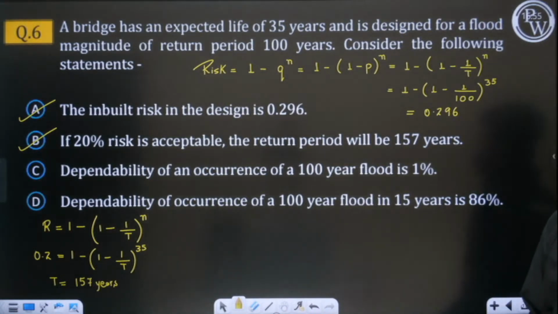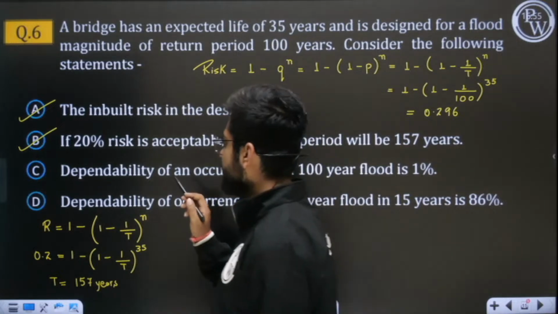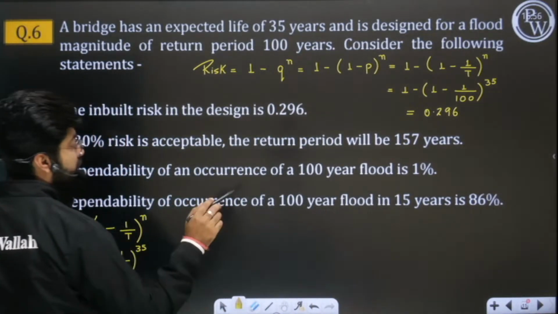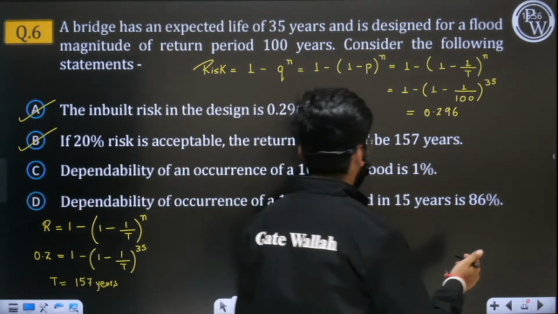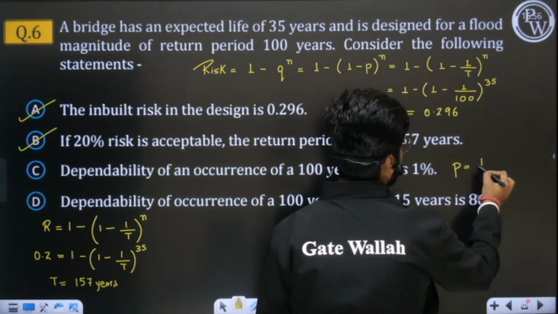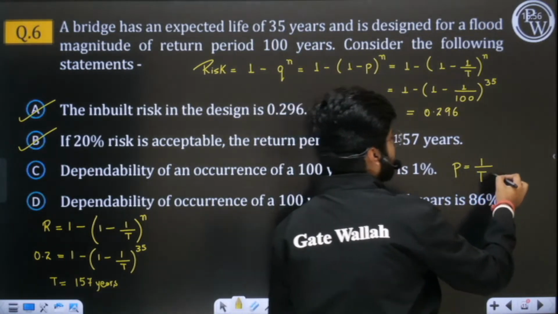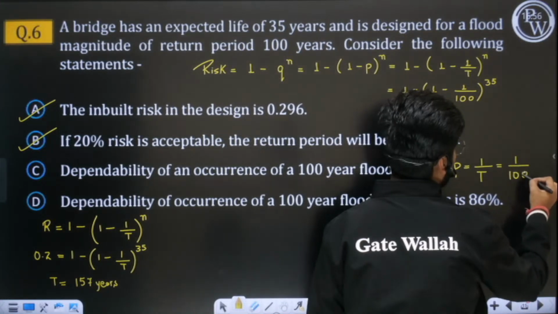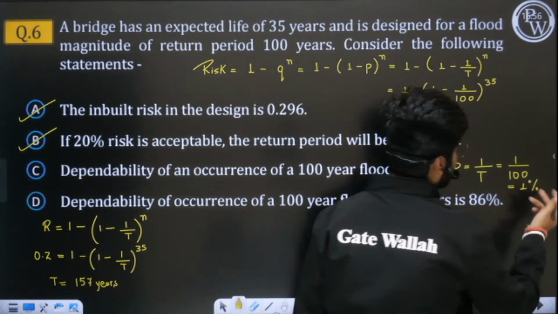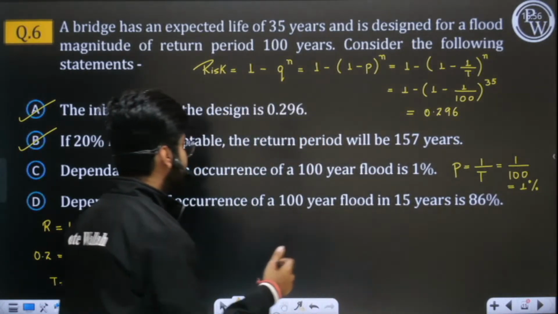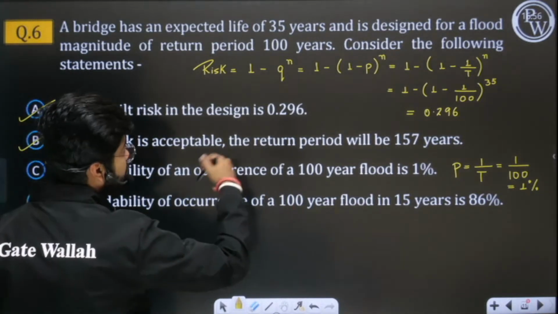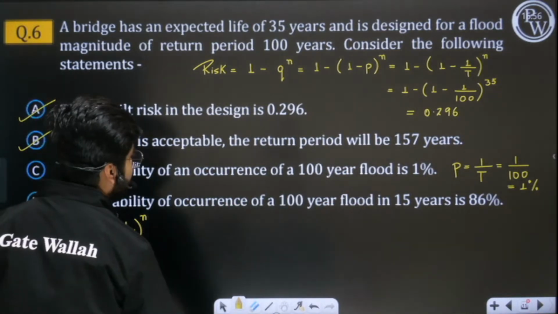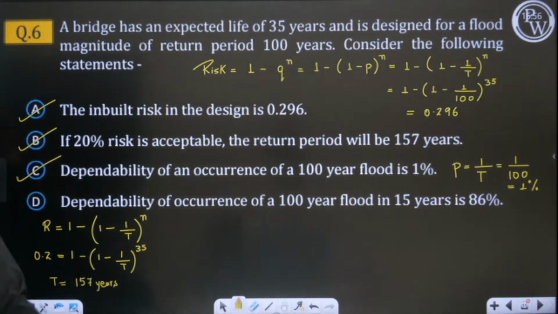Now we have to read the third statement. Third statement is saying dependability of an occurrence of 100-year flood is 1%. See, this is very simple. Dependability means probability of occurrence of 100-year flood, which is 1 by t simply. Okay, 1 by 100 only, which means 1%. This is direct. Similarly you can find for any other return period also. Simply you have to do 1 by t. So this is easy. So C option is also correct.